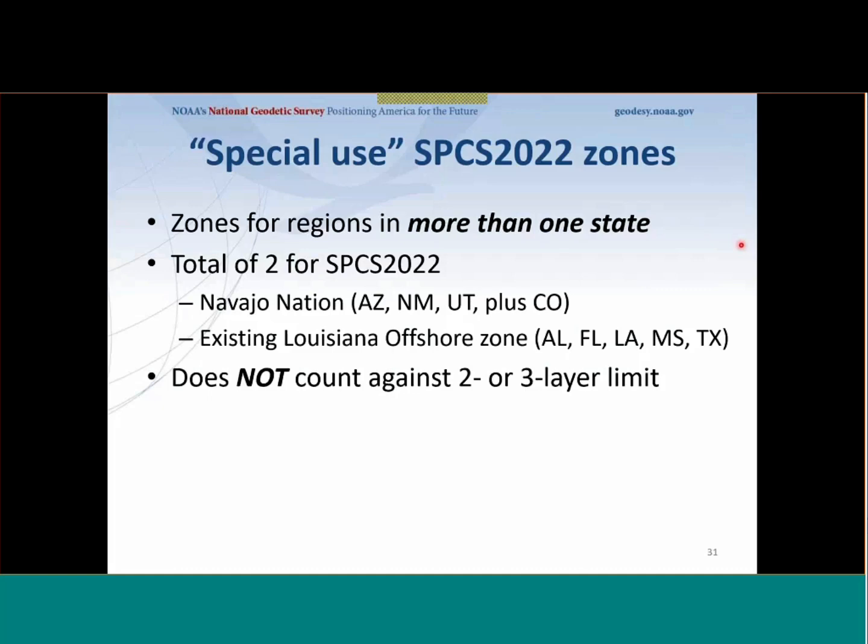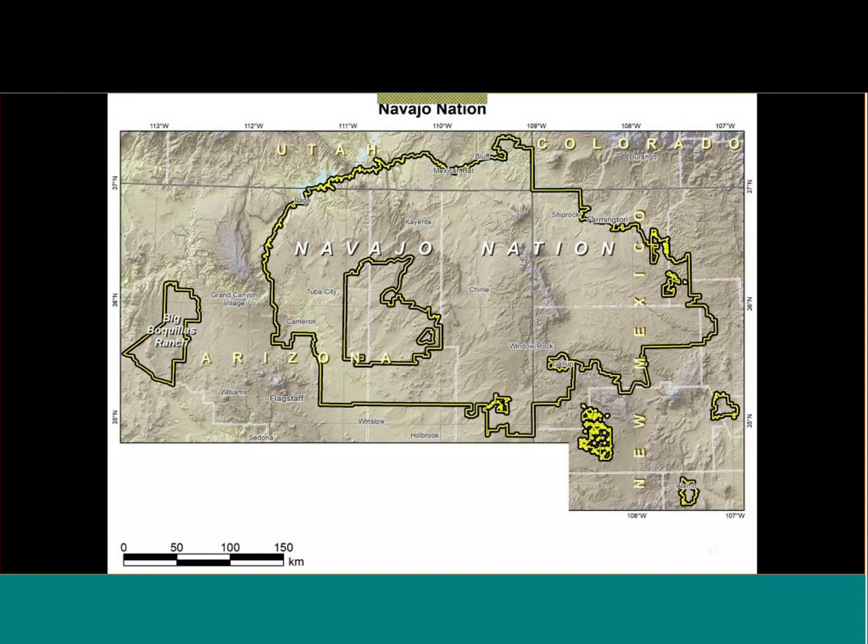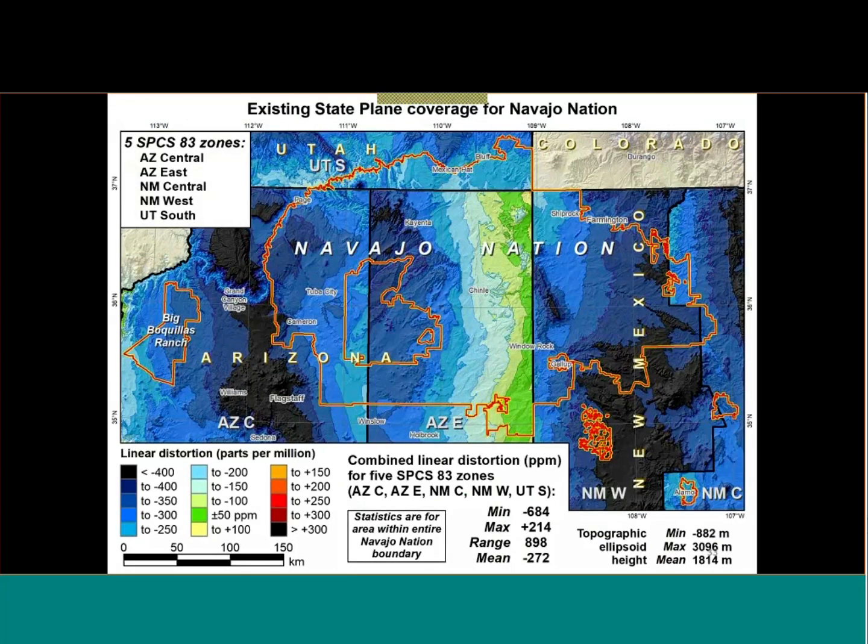I'll show you a map. These do not count against the limit on 2 or 3 layers. So here's the Navajo Nation, just to give you a quick picture of it. It's covering a big chunk of Arizona plus into Utah and New Mexico, and they have some property in southwestern Colorado, just like they have this property in Arizona, the Big Boquillas Ranch. The problem the Navajos have is they're in 3 different states, and then there are 5 different state plane zones. They're in 2 different UTM zones. It's a terrible mess for them trying to have a consistent geometry for a nationwide GIS.